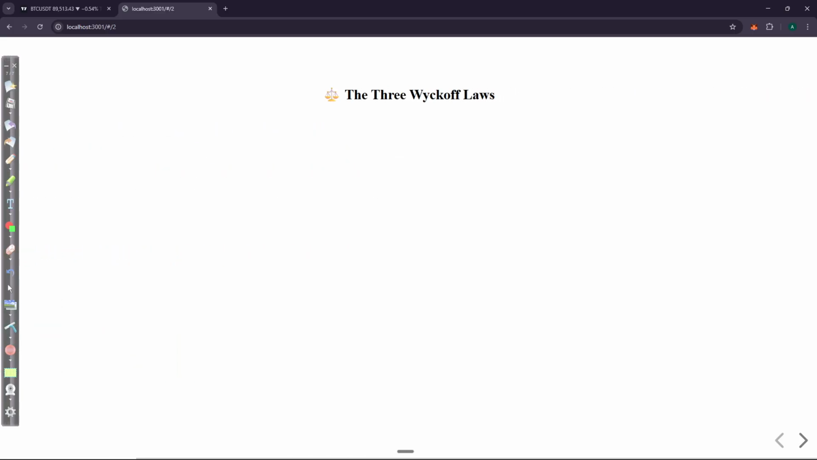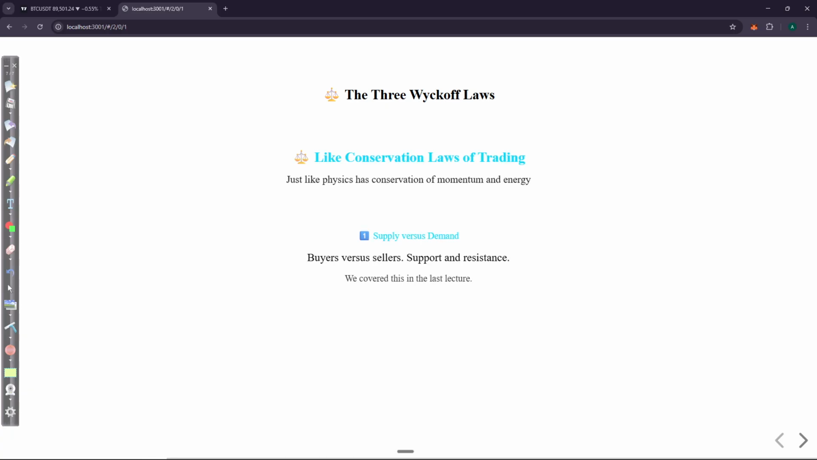Okay. So now before we dive into volume, I need to introduce you to the three Wyckoff laws. These are like the conservation laws of trading. Just like physics has conservation of momentum, conservation of energy, trading has its own fundamental laws. All right. So law number one, supply versus demand. Law number two, cause versus effect. And law number three, effort versus result.